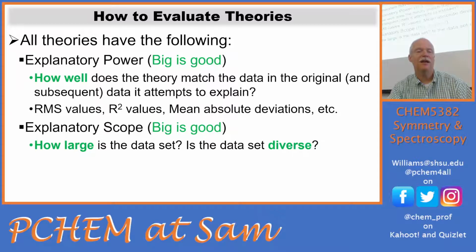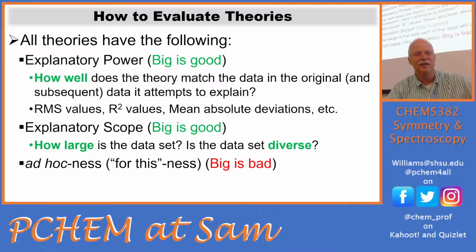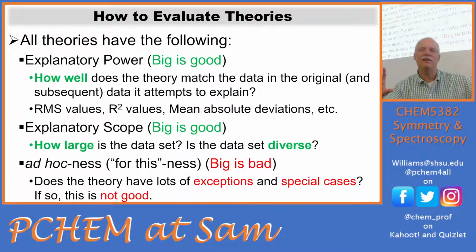And then this other thing, exceptions, right? For every theory you say, oh, there's an exception here, an exception there. Phosphorus, it has an expanded octet. So ad hoc-ness, that's Latin for 'for this,' okay, and big is bad. So the number of exceptions that you have harm your theory. These are the special cases, and you can use these kinds of terms to think about different kinds of theories. You say, well, that theory has a lot of exceptions. I mean, that's why we complain about the English language, right? It has so many exceptions, right?